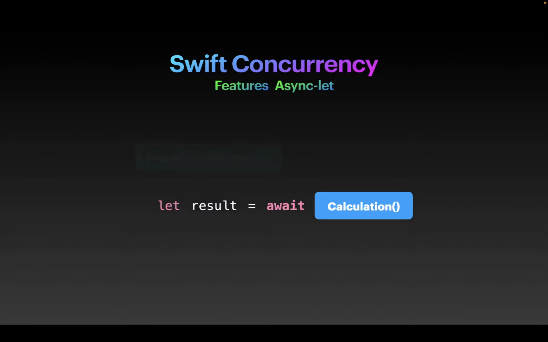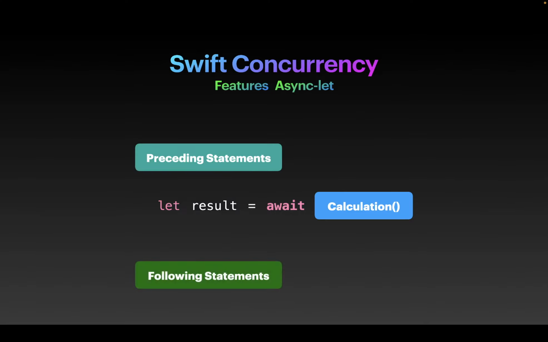Is that clear? Of course, you're living in some function definition, so you have some preceding statements and some following statements. Now, let's look at the code flow in this case. First, you execute all the preceding statements. When it reaches this calculation, because you await on that function call, you wait for the calculation to finish.